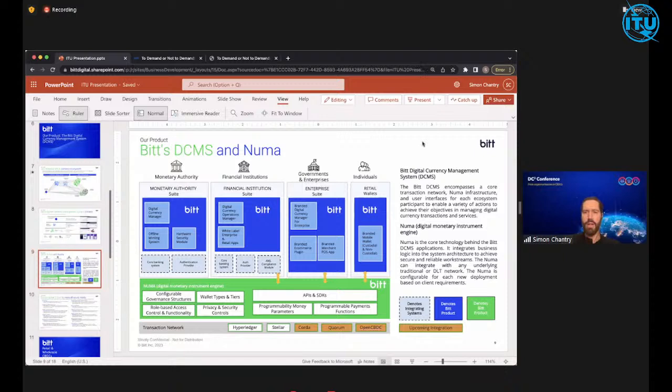Now, as my colleague, Mr. Oppong, pointed out, DLT models can be quite complex, and there are a lot of different options to choose from. What we've tried to do is implement some core powerful functionality in our architecture that we call the NUMA, which enables things like configurable governance structures and different wallet types and tiers and role-based access control and functionality, and of course, privacy and security controls.